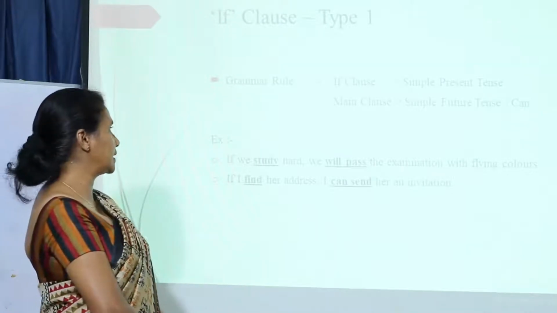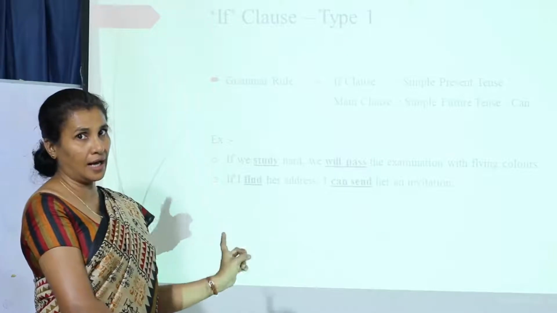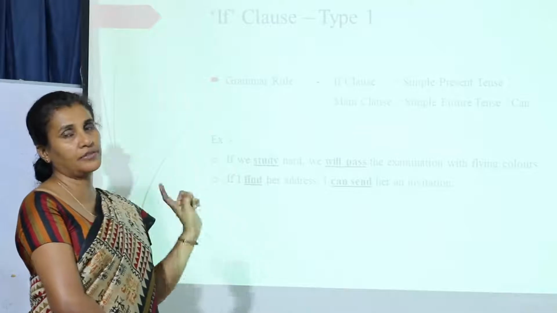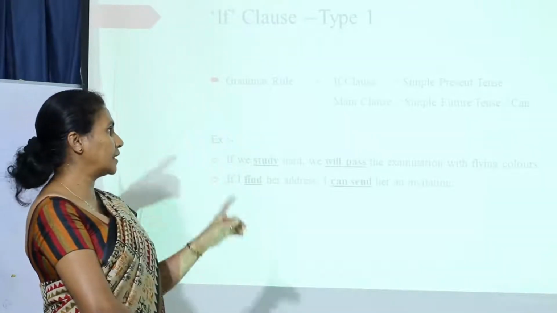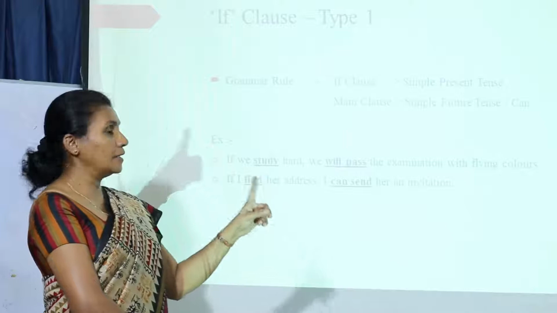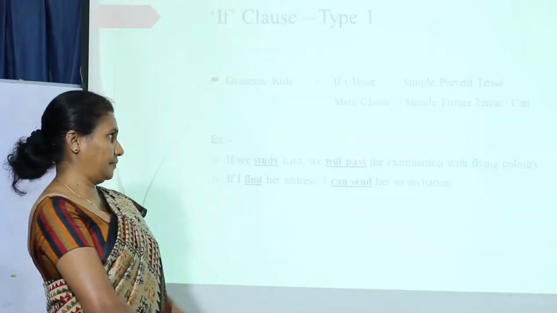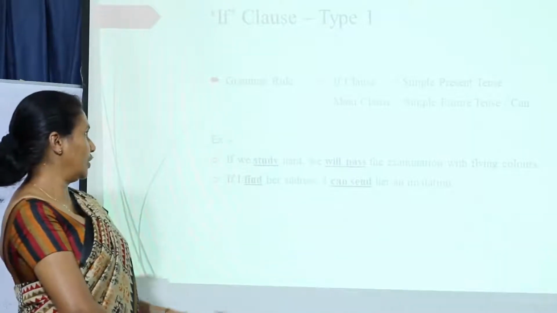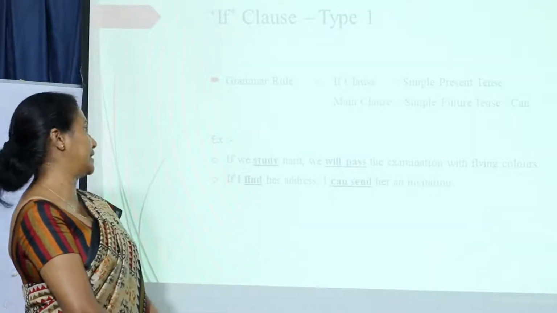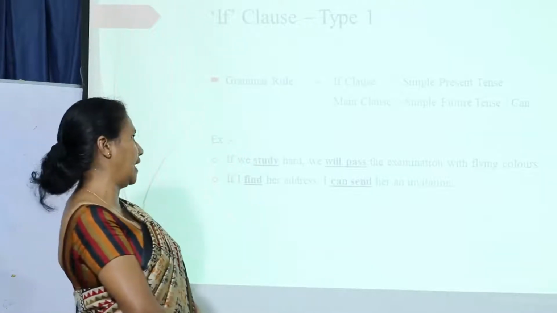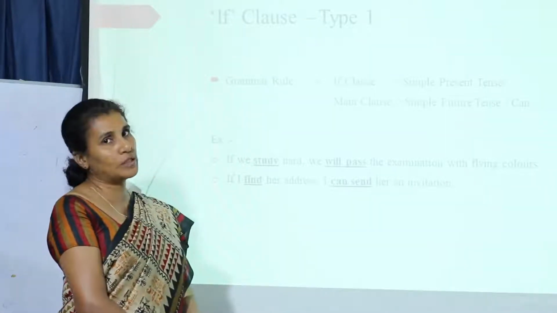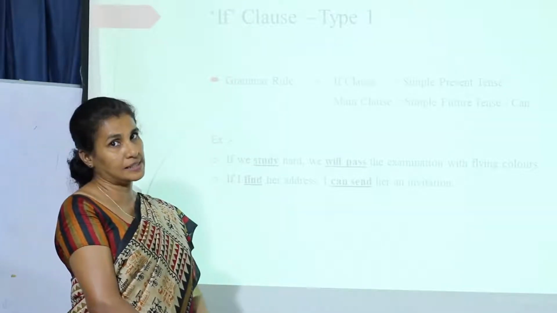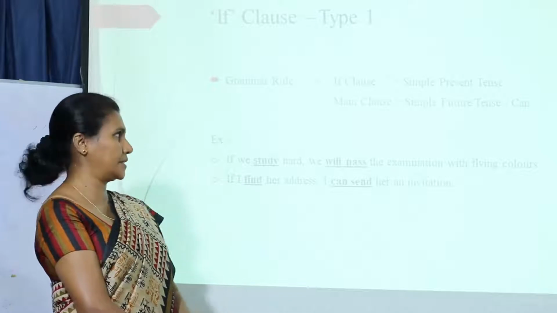So the condition is, if we study hard. Can you see the if conditional clause in the initial part of the sentence? With a comma we start the main clause, right? I have underlined the verb. The if conditional clause is in the simple present tense, that is, study: if we study hard. Then the main clause, we will pass the examination with flying colors. You know flying colors means very good results, outstanding performance.